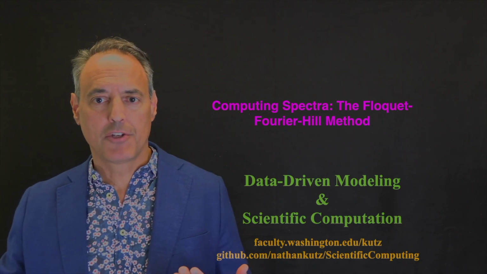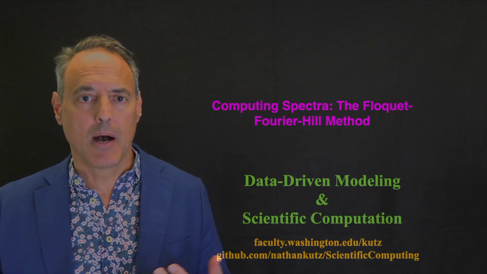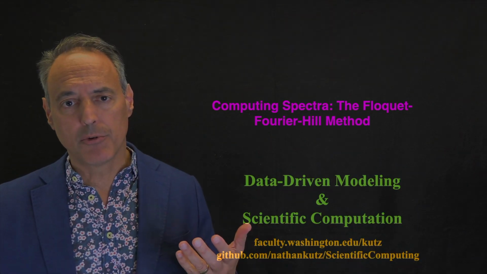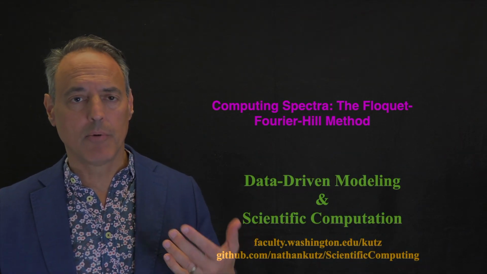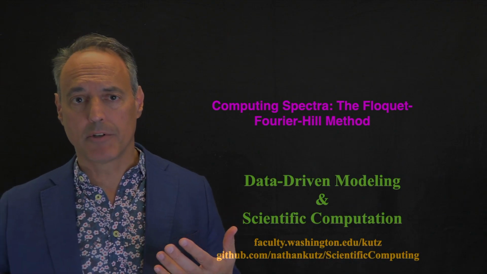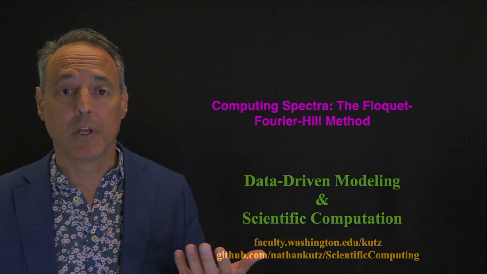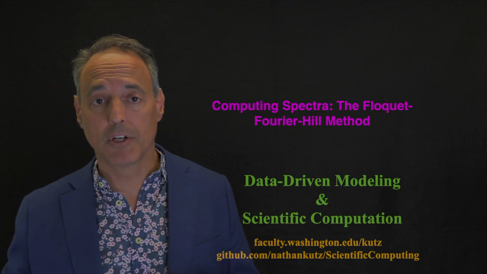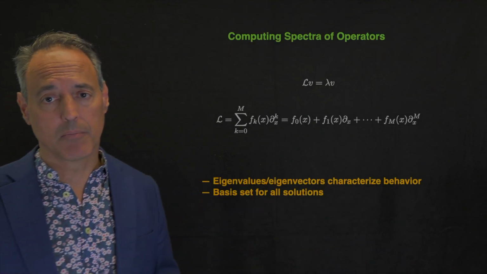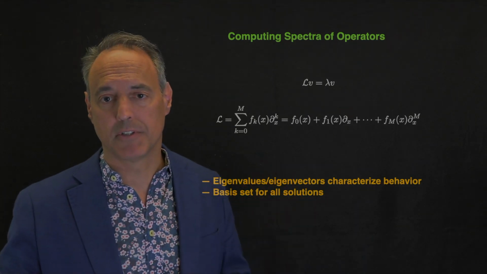In our final application of thinking about spectral theory, I'm going to think about computing spectra of operators. And the method we're going to use here is based on the Fourier transform, and we call it the Floquet-Fourier-Hill method. So computing spectra of operators is often a really important thing to be doing because the operator itself, for linear problems, contains all the information you need about a given problem. In other words, it encapsulates the physics very nicely.